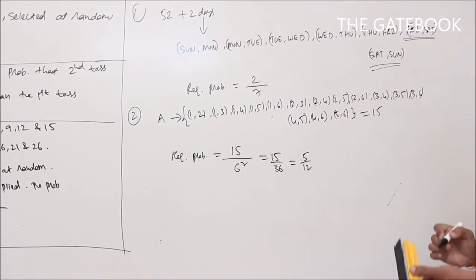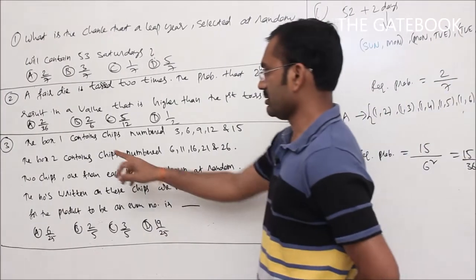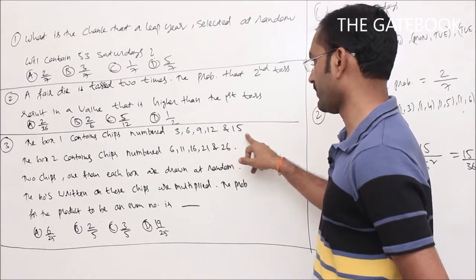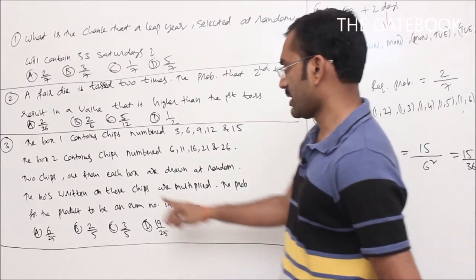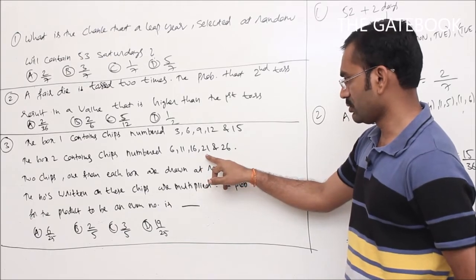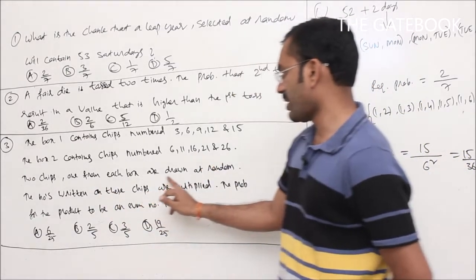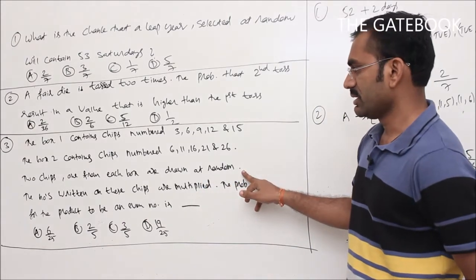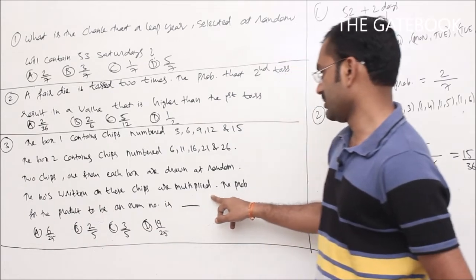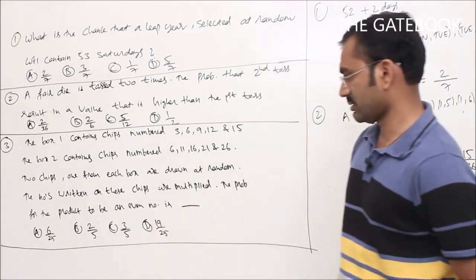Now we'll go to the third question. Box 1 contains chips numbered 3, 6, 9, 12 and 15. Box 2 contains chips numbered 6, 11, 16, 21 and 26. Two chips, one from each box, are drawn at random. The numbers written on these chips are multiplied. Find the probability for the product to be an even number.